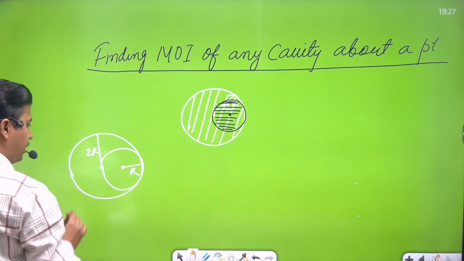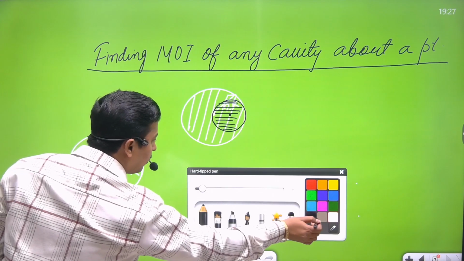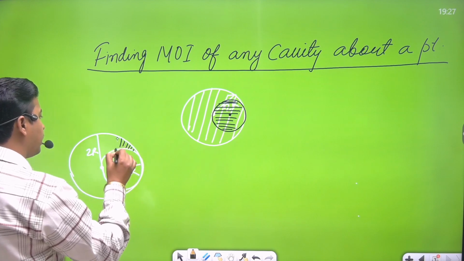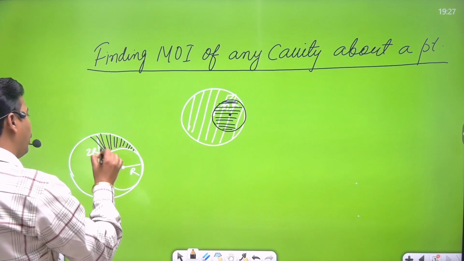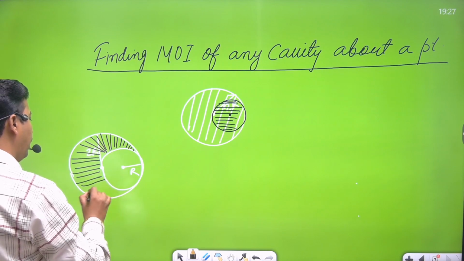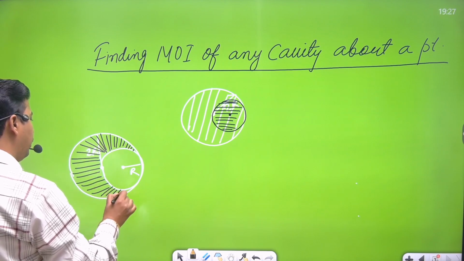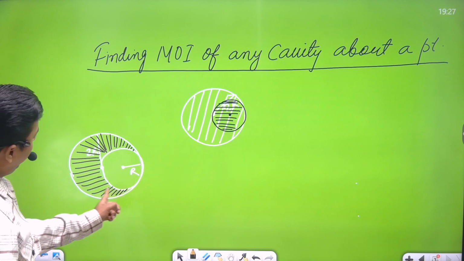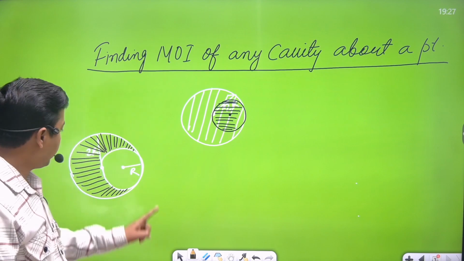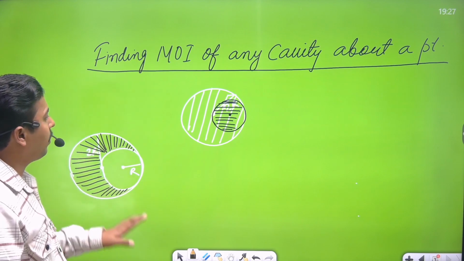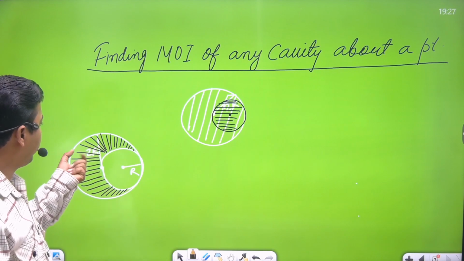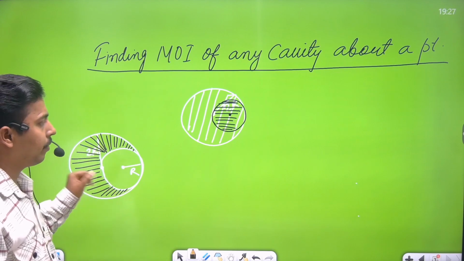Fine. And the masses are concentrated where? The masses are concentrated like this. Masses are situated here. Inside the smaller cavity, there is no mass. Inside the smaller disk, no mass is present. So you have to find the moment of inertia of this very cavity.